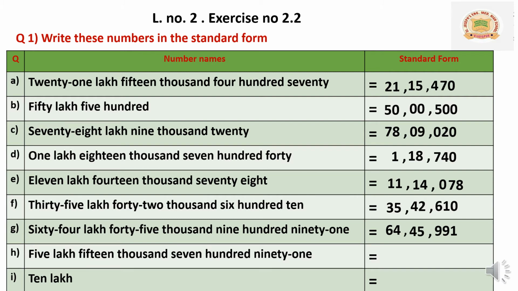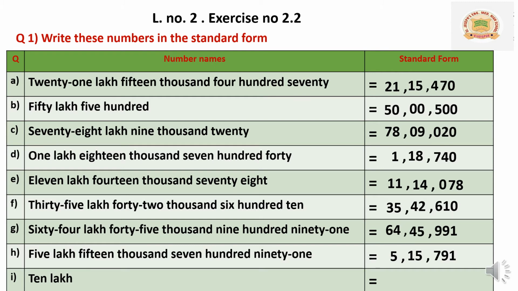Next, 5 lakh 15,791. Again we don't have any 10 lakhs number. So directly we have to begin with 5 lakh. 5 lakh 15,791.